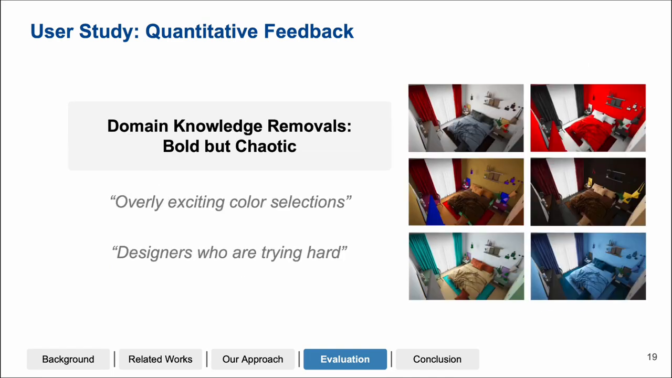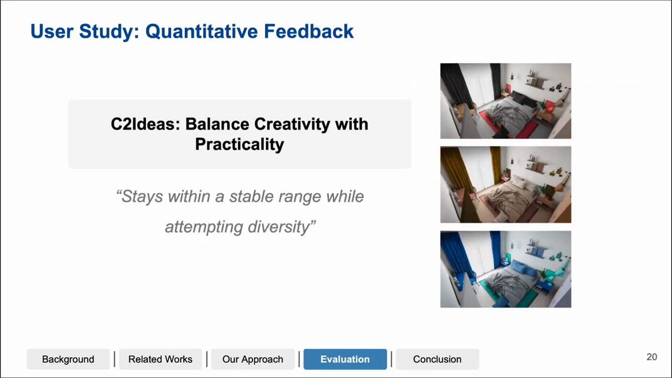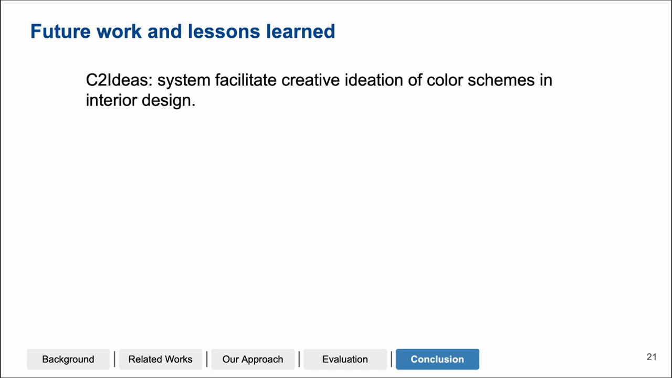The 2 domain knowledge removals, while praised for bold creativity, often lead to chaotic results. Participants were divided, with some admiring the novelty and others disapproving due to abrupt color matching and poor color compositions. Conversely, our approach effectively balanced creativity with practicality, making it appealing for real-world application. In short, we have introduced C2Ideas, a system that facilitates the creative ideation of color schemes in interior design.